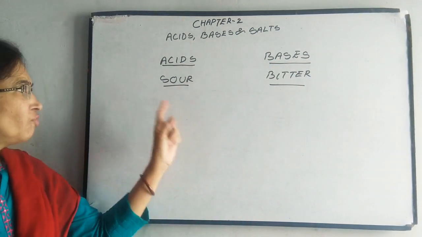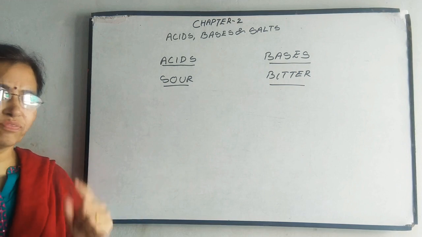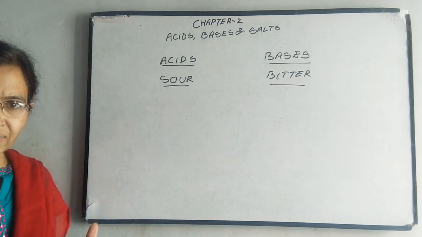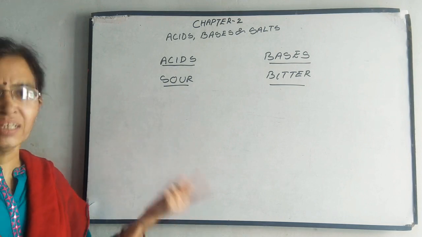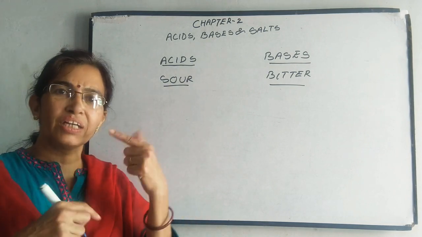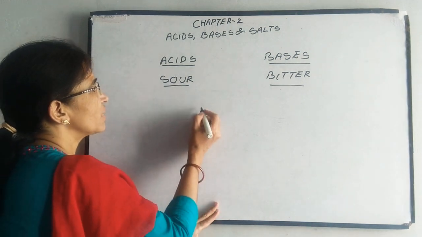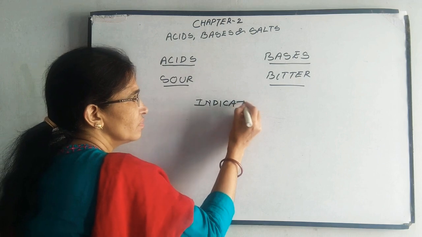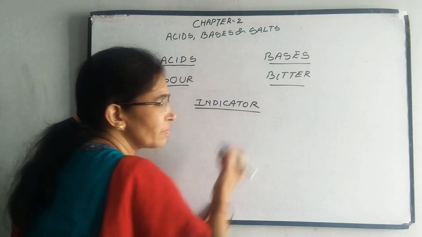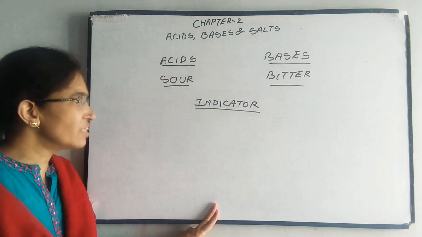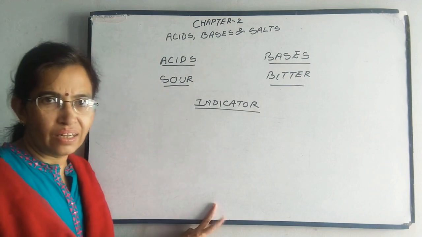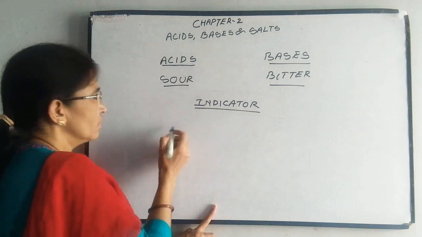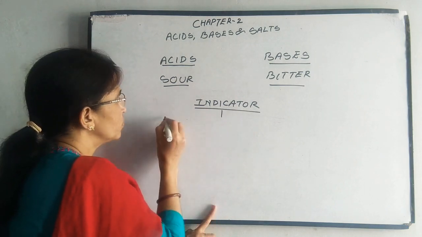Now, if we are having two colorless solutions, one of them is acid, another one is base, then how can we find it out? We cannot taste it, because it is an unknown substance. So what we are going to do, we add one particular substance in it, and that substance is known as an indicator. Indicator means the substance which changes its color or smell in acidic or basic media. Now there are two types of indicator.